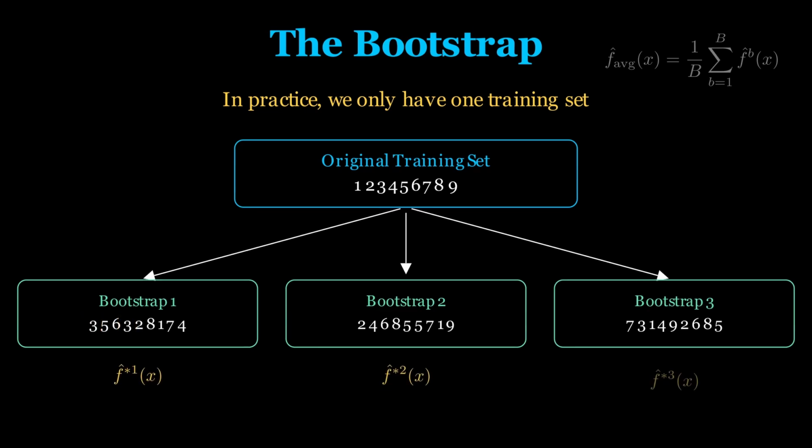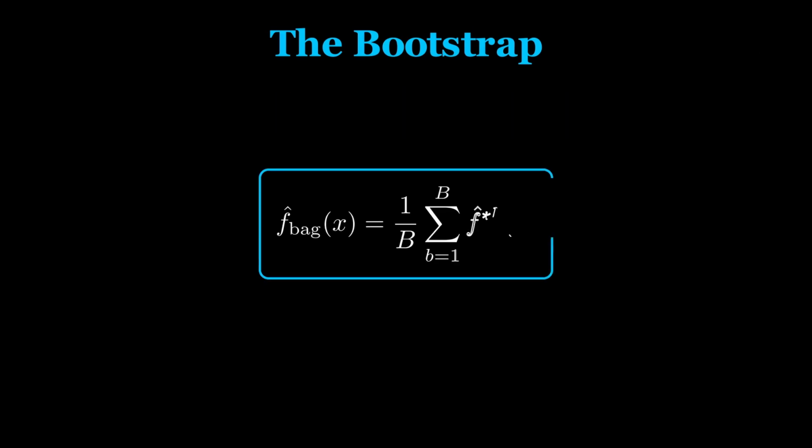Each bootstrap set is then used to train a model, giving us f hat star 1 of x, f hat star 2 of x, and so on, up to f hat star B of x. The final bagged prediction is obtained by averaging all the predictions from the B models. This is the bagging formula, and it mirrors the averaging formula from the ideal case, just with bootstrap models instead of models from separate training sets.